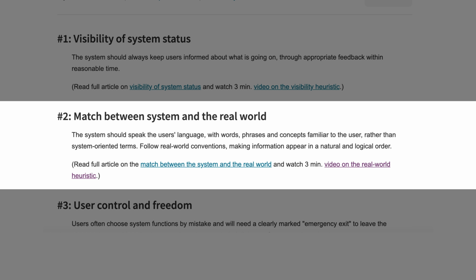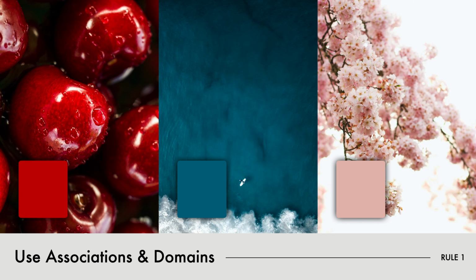And so they said, hey, we already have this understanding of how shadows work in the real world. Why don't we replicate it? And so that's what they did with shadows. So what about colors? Well, we are going to talk about 5 rules and 3 tips for naming colors. And the first one comes from this principle, and that is to use associations or domains when you're naming colors. There are 3 main domains, and that is food, nature, and geography.